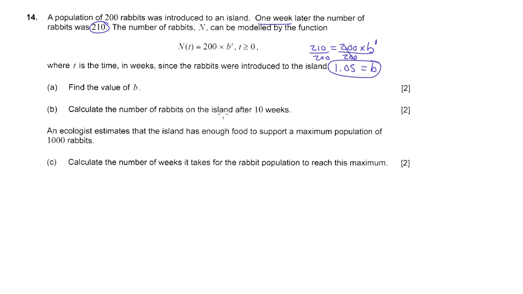Okay, calculate the number of rabbits on the island after 10 weeks. So now that we found b, we can substitute that into b in our equation here. To do part B, we're going to do the number at 10 weeks. Please remember that this is not n times 10. It's just the number at 10 weeks is going to be 200 times 1.05 to the 10th power, right? Because that's after 10 weeks.